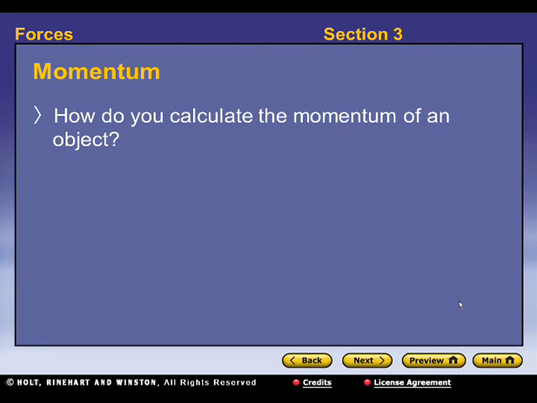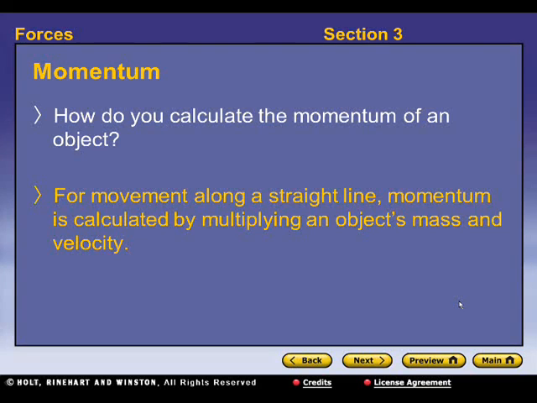Moving on. Momentum. How do you calculate the momentum of an object? So, for movement along a straight line, momentum is calculated by multiplying an object's mass and its velocity. And part of the thing with momentum here is that momentum is easier to study when we're talking about objects interacting in collisions. It's easier to talk about momentum before a collision and momentum after a collision, or just calculate the momentum of a moving object, instead of trying to deal with the forces, because those can vary as the objects go through the collision.